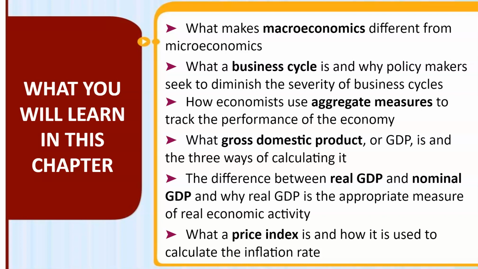And we're going to do that using aggregate measures, looking at the overall economy in terms of GDP, this idea of gross domestic product. We'll also take a look at CPI, the Consumer Price Index. We'll also look at unemployment, and we're going to delve deeper later into unemployment and inflation, but this chapter will give you kind of an overview of some of those things.